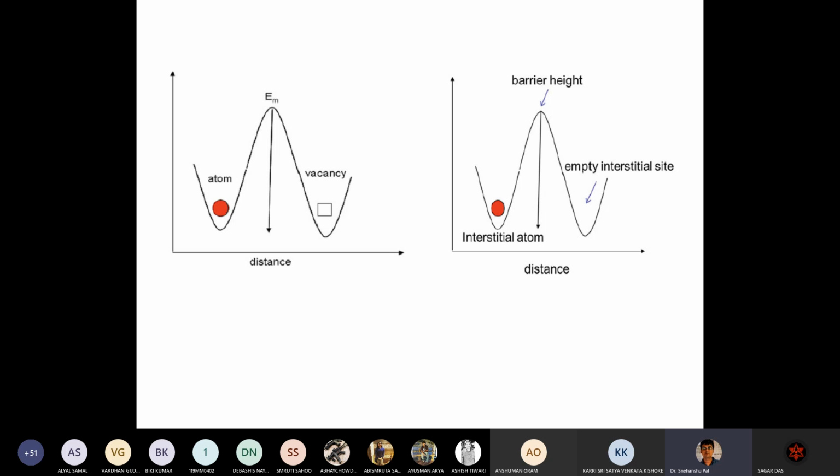This slide is dedicated to understanding how important the barrier is for an atom to go to a vacancy site, or for an interstitial atom to go to an empty interstitial site. There will be a barrier, a certain height of the barrier that has to be overcome in order to sustain such a diffusion process, either by the vacancy mechanism or the interstitial mechanism.